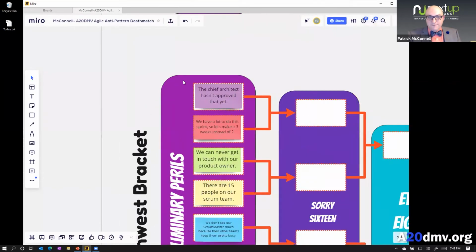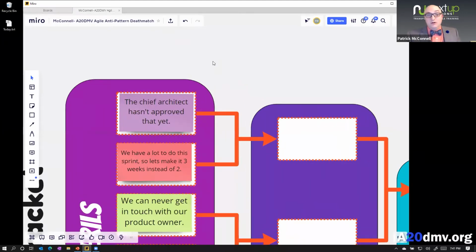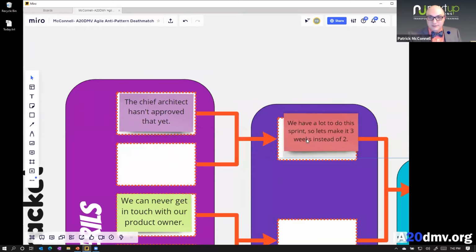All right, there we go. Our first matchup in the Southwest bracket is, which one's worse? The chief architect hasn't approved that yet, or we have a lot to do this sprint, so let's make it 3 weeks instead of 2. Raise your hand for the top one, leave it lowered for the bottom one. All right, I think the bottom one is taking this one.